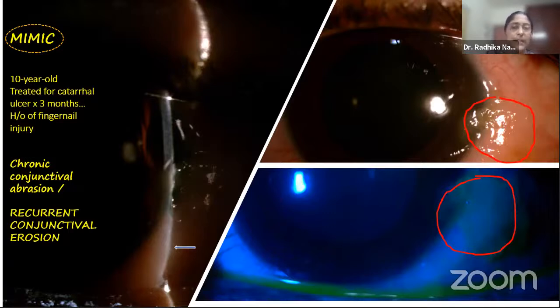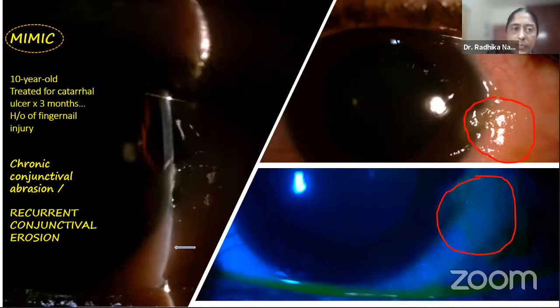And you can also see stippling of the conjunctiva. So the conjunctival abrasion, which was caused by the trauma, never healed completely. It was not allowed to heal because of the topical steroids that he was using. And you can see in the slit picture that that area of conjunctival edema is producing a Dellen effect. So it's not a marginal ulcer. All we did was take him off the steroid, put him on copious lubrication, and then he resolved completely.